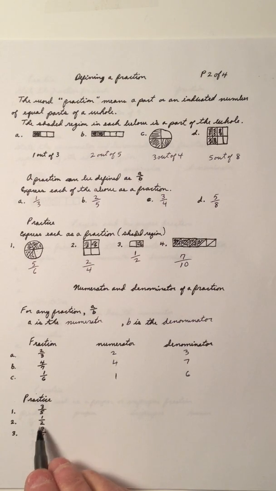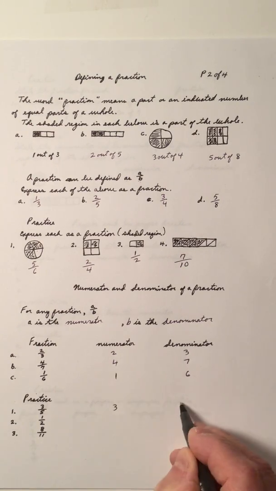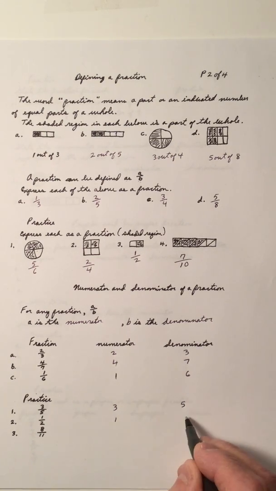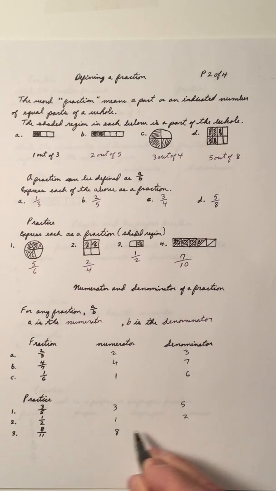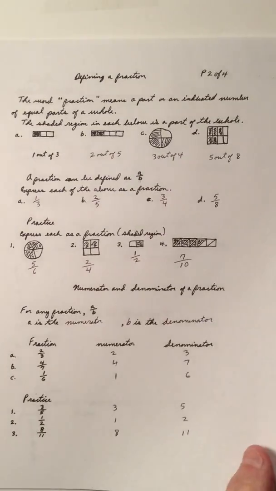Practice, pause, replay. 3 is the numerator, 5 is the denominator. 1 over 2, a half, 1 numerator, 2 denominator. 8 out of 11, 8 numerator, 11 denominator. Let's continue.